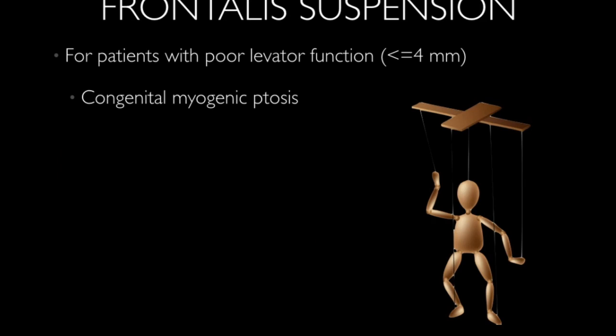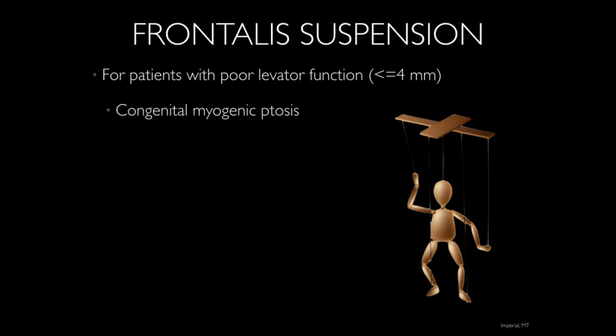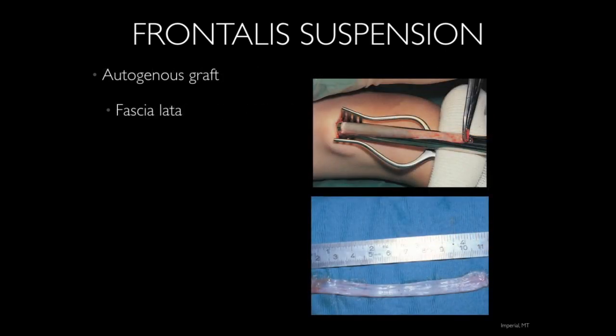As previously mentioned, for levator function of 4 mm or less, I usually prefer frontalis suspension. Mostly these are patients with congenital ptosis. A good analogy is a marionette where the slings are controlled by the frontalis muscle. Autologous grafts, specifically fascia lata, are still the gold standard for frontalis suspension. However, this may usually be harvested only when the child's thigh is appropriate in length, approximately around 5 years old.